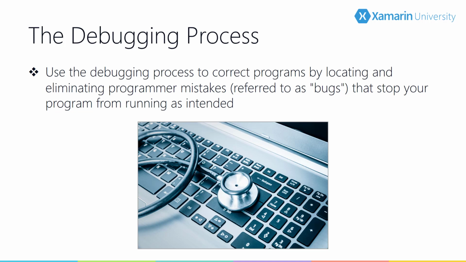And once we recognize that there is a bug in our program, the debugging process has two steps. The first step is to isolate and find the bug, and this is actually the hardest step, but once the bug is found, correcting it is normally pretty easy.